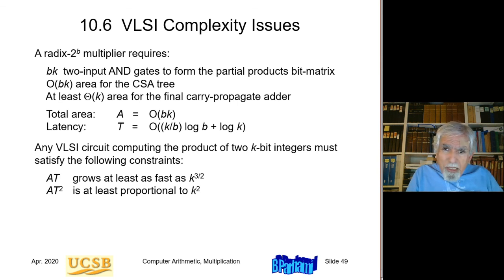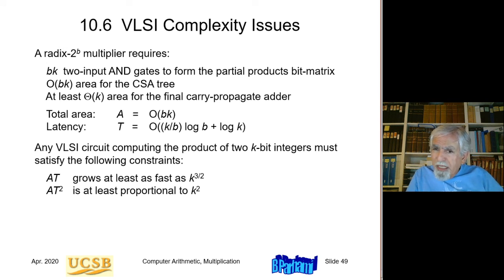Now in VLSI complexity theory, I'm not going to discuss this or prove it. It has been proved that if you design multipliers, the area time product grows at least as fast as K square root of K. In other words, it's impossible when you account for all the circuitry, all the wires that you need to connect the circuits to each other and so on. Area multiplied by time grows at least as fast as K square root of K. So that's sort of like a cost effectiveness measure.